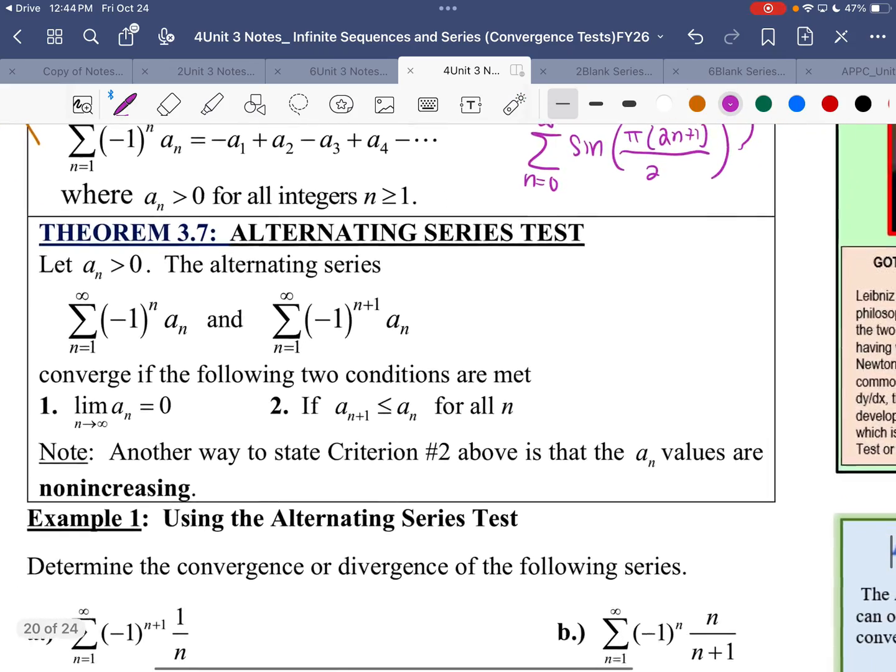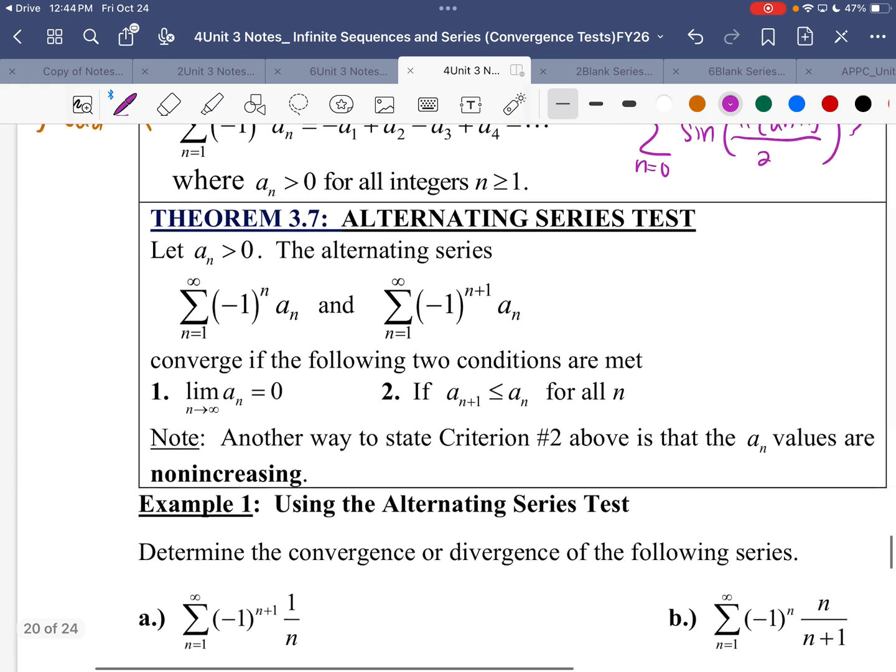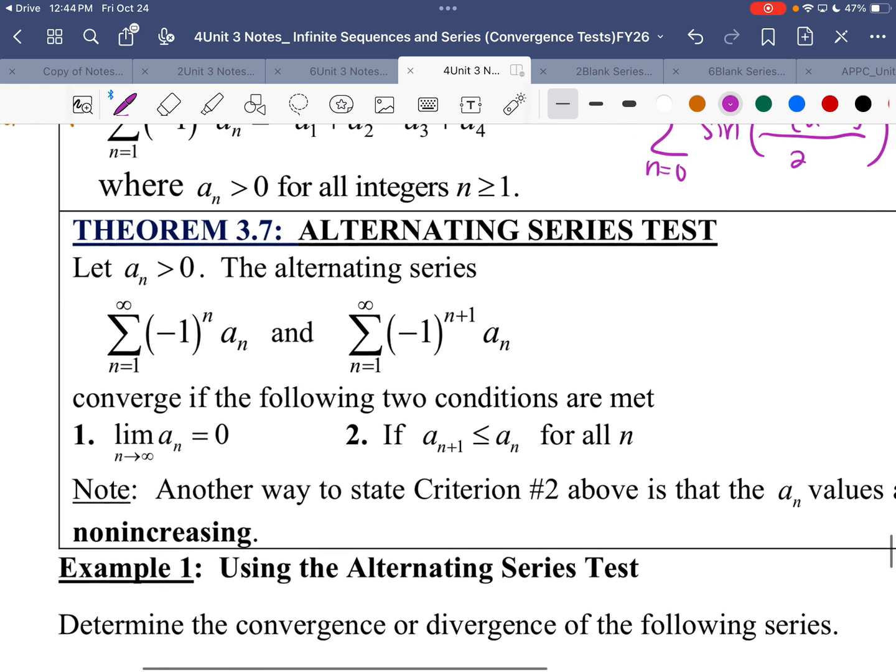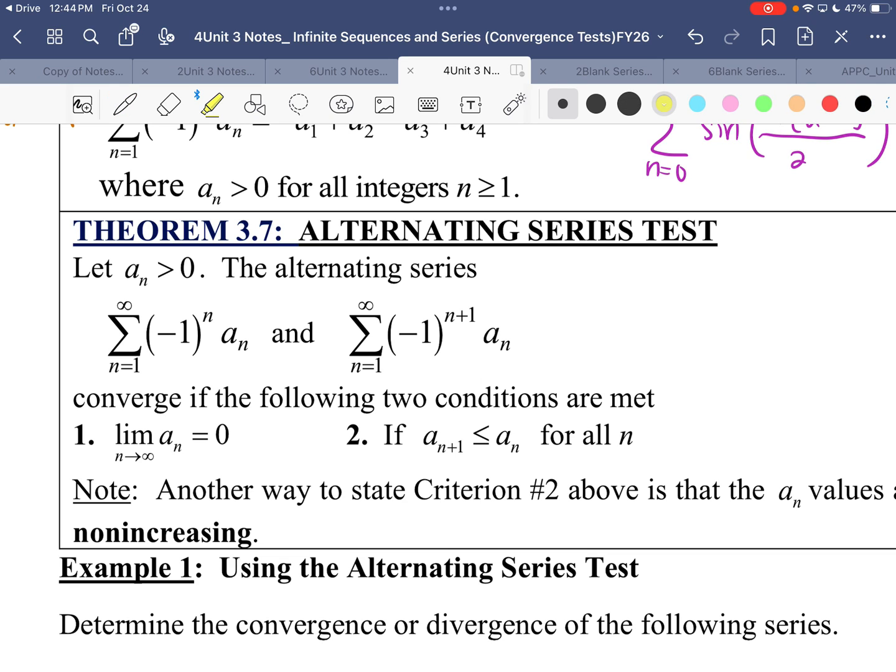Yay. Now, I said it so meanly too. So alternating question. I wasn't trying to state something.